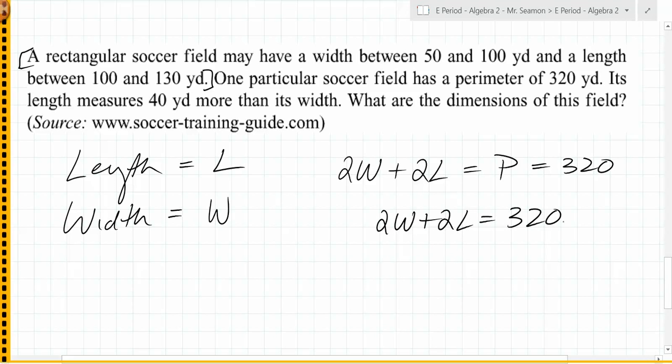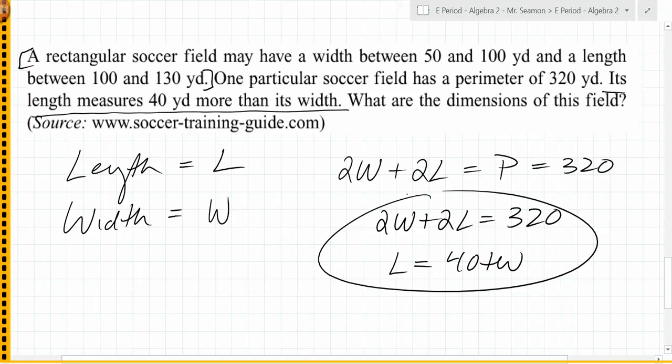We have two variables, so how many equations do we need? 2. We used the first part. What else does it tell you? Its length measures 40 yards more than its width. So its length is equal to what? 40 plus w. How many equations do you see right there? 2. How many variables? 2. So theoretically, can you solve for both variables?